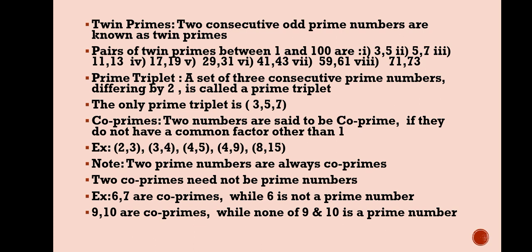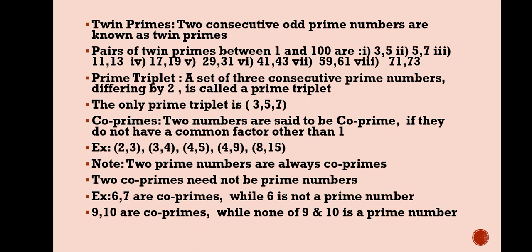Then what is prime triplet? Triplet, the word itself, we know it is something connected with the 3. A set of 3 consecutive prime numbers differing by 2 is called a prime triplet, and the only prime triplet is 3, 5, 7.